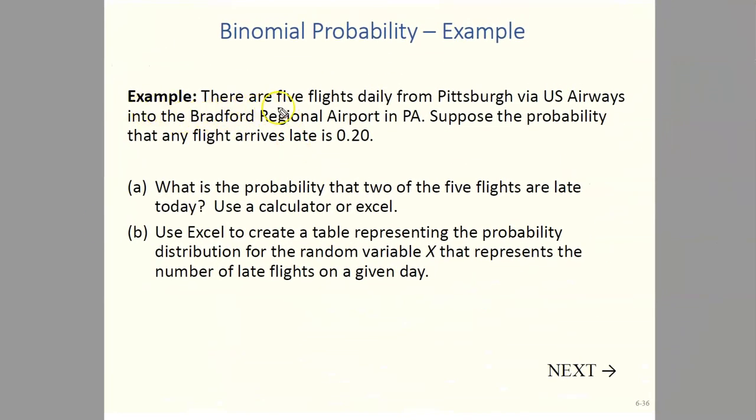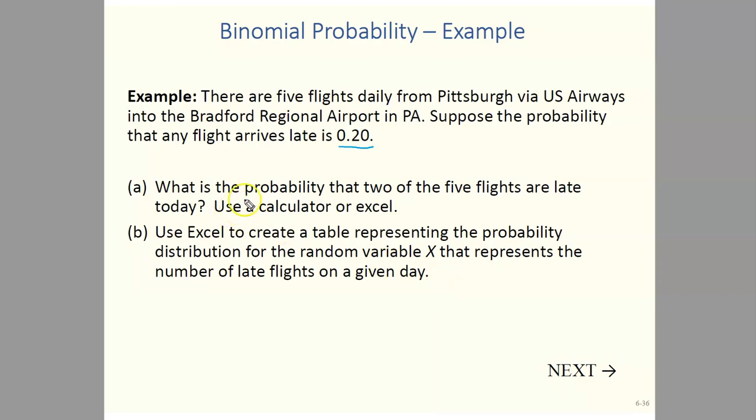So for this problem, we have 5 flights daily from Pittsburgh via U.S. Airways into the Bradford Regional Airport. Suppose the probability that any flight arrives late is 0.2. So we have 2 questions here. What is the probability that 2 of the 5 flights are late today? And then part B, use Excel to create a table representing the probability distribution for the random variable x that represents the number of late flights on any given day.